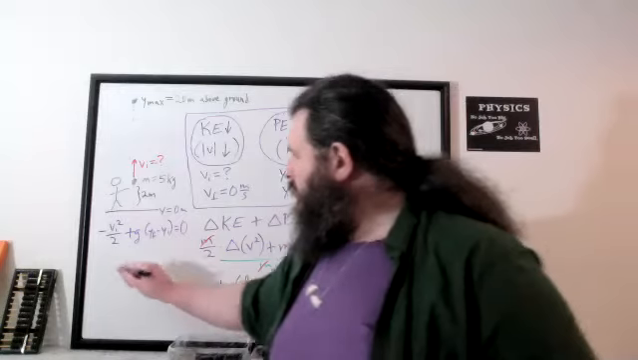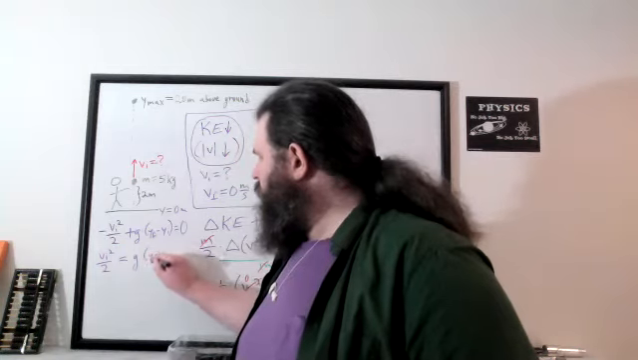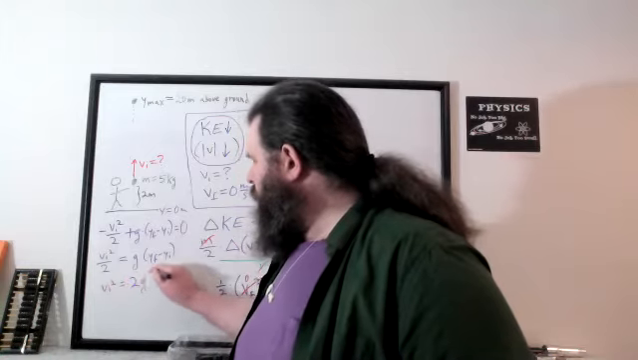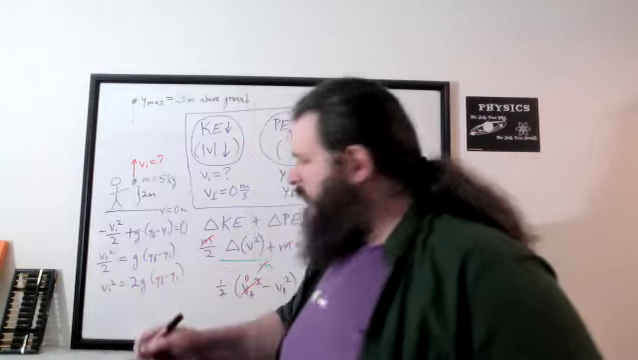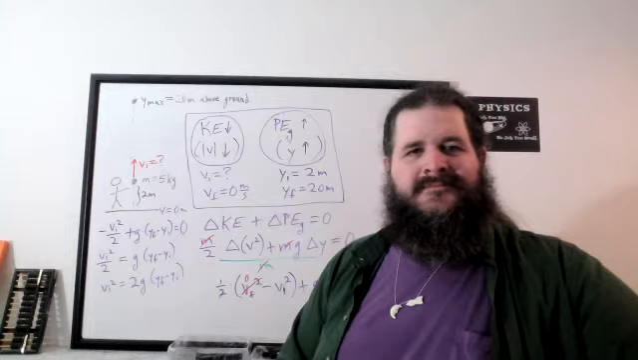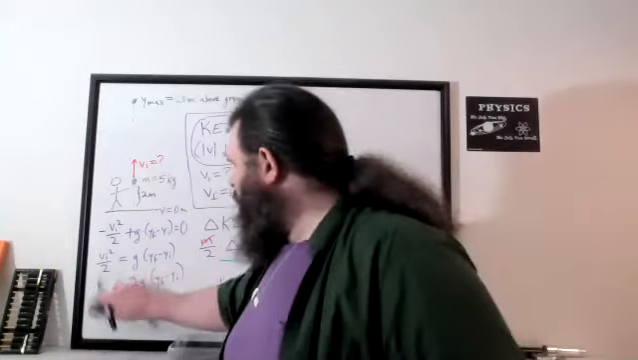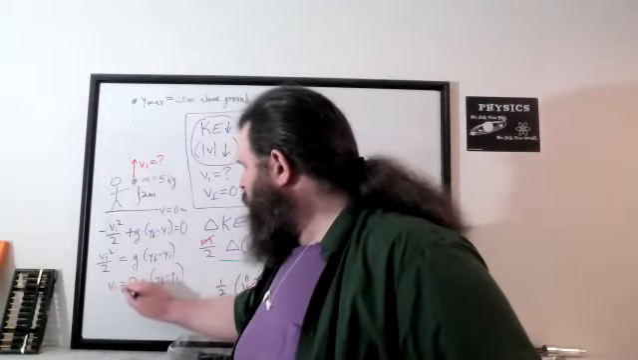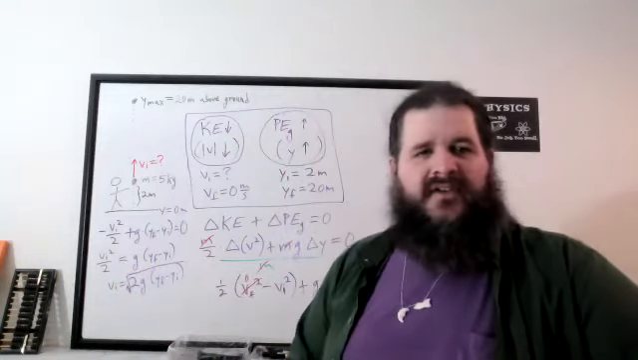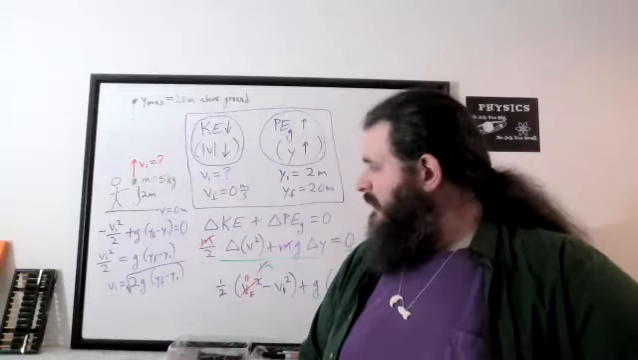Just add v initial squared over 2 to both sides. Multiply by 2. And then what would be one last step here? Take the square root. Yeah, take the square root of both sides. And usually I would include a plus or minus when you take the square root, but plus and minus here signifies direction. And we already know the ball is going to be thrown upwards. So I don't think we need to worry about the plus or minus here.